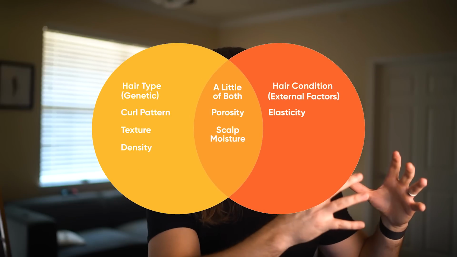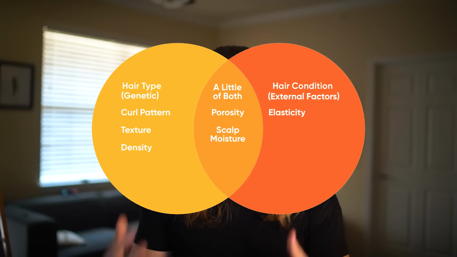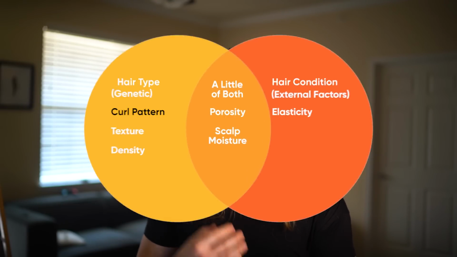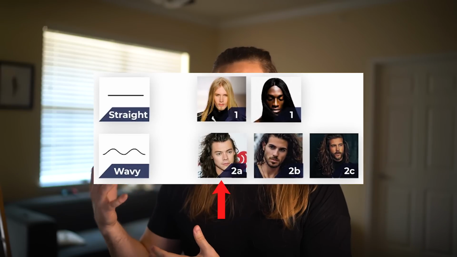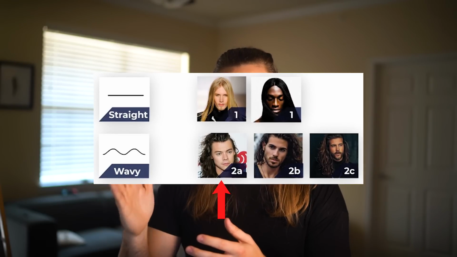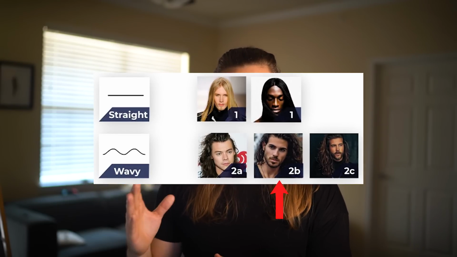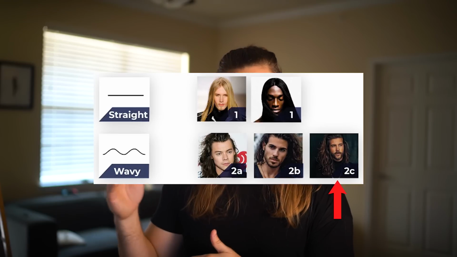Let's jump over to the left side of this chart where we talk about the genetic side, starting with curl pattern. Now there's a lot of confusion around curl pattern because there's several hair typing charts out there. For simplicity's sake, I just followed the one that shows type 1 to 4C. Type 1 is straight hair. Type 2A is slight S waves, 2B is a little S-ier, and then 2C is the S-iest, right?